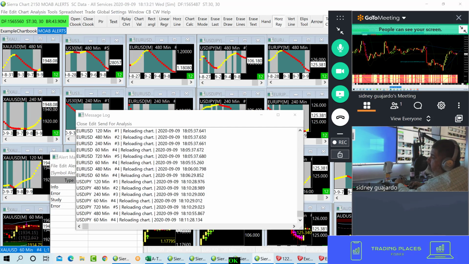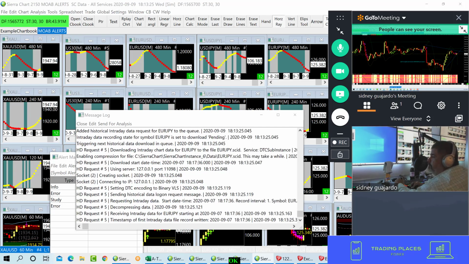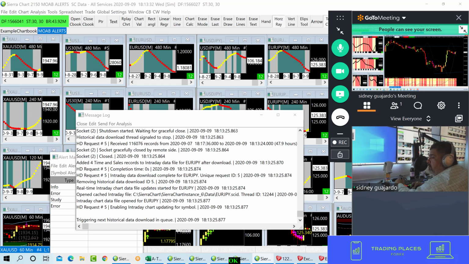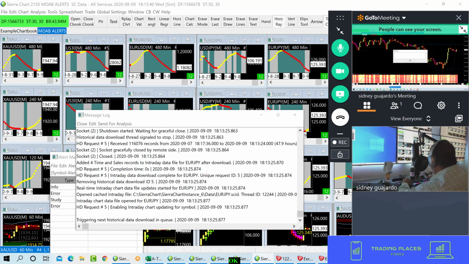All right, let me go over here. Let's go to Euro Yen. All right, let's open this. No real trend here. Everything's not in agreement. It's kind of going in the middle of the street. Okay. All right, let's open this up. Let's look at a 480 minute chart.